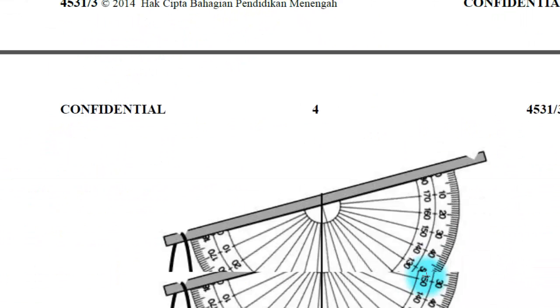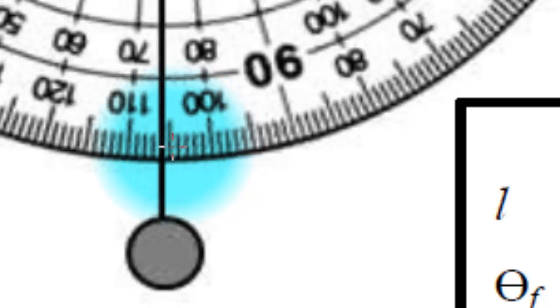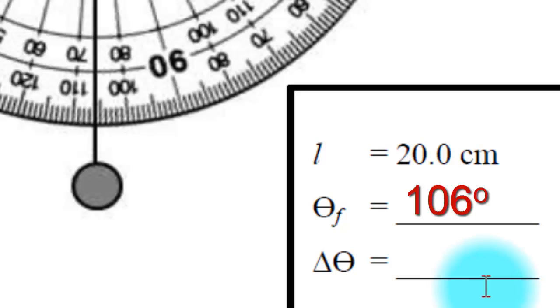Okay, next. Do the same thing with diagram 1.4 and so on. In diagram 1.4, you can see here also theta F will be the right side angle. So now it is 106. So you write down 106 degree, and then delta theta will be 106 degree minus 90. Press your calculator correctly. It should be 16. Okay, 16 degree. You don't have to show your working here, just write the answer 16 degree.